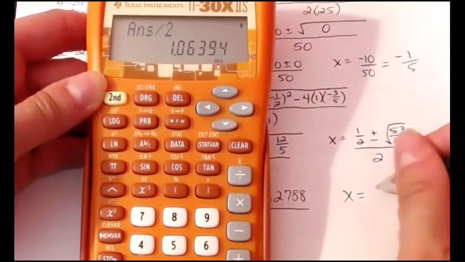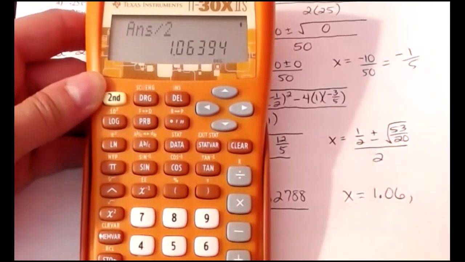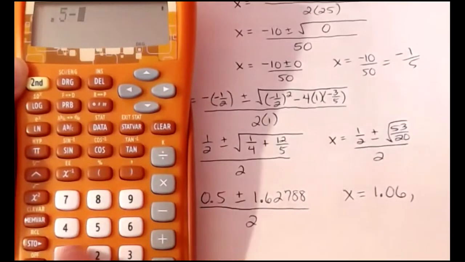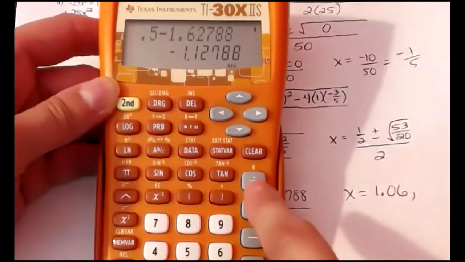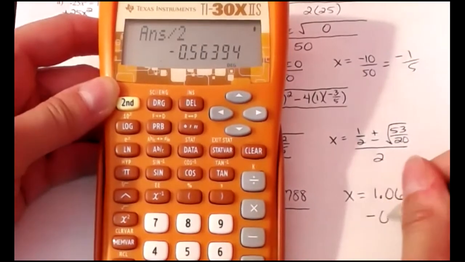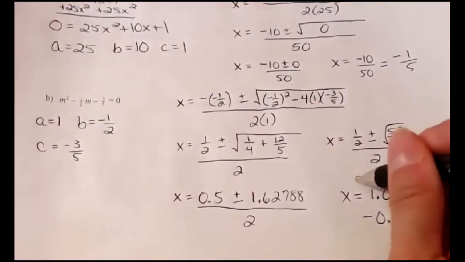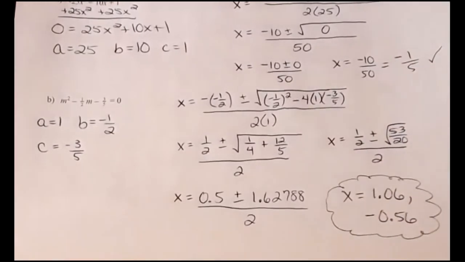So one of my solutions is 1.06. We'll round to the nearest hundredths. We're going to do the same thing. So 0.5 minus 1.62788, and then we'll divide by 2. And we'll find that our next solution is -0.56. So here are my solutions to this problem.